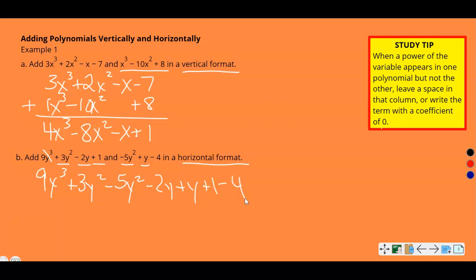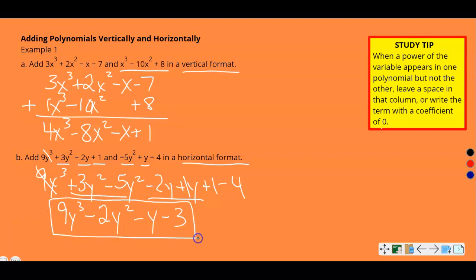All right, now I can add these together because the like terms are beside each other. So there's only one y cubed, so bring down my y cubed. I'm going to add my squares together. So I've got 3 plus -5, so that's -2y squared. I've got -2 plus 1. Again, there's a 1 if there's no number there. And so -2 plus 1 would be -1y. And then 1 plus -4 is -3.